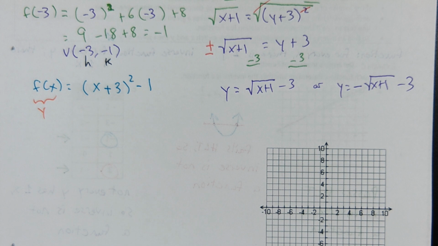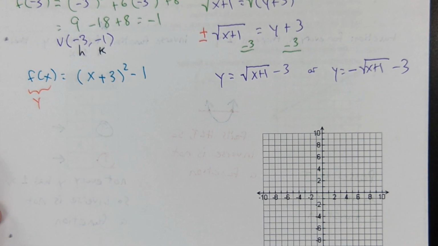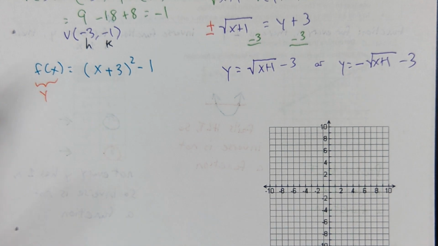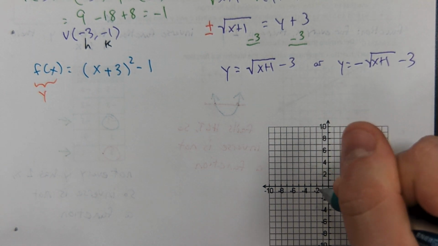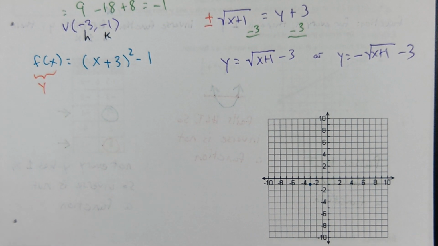Let's see. I'm trying to pick the colors I want to use. I'll use orange and blue. Orange and blue are always really good. And we know we're going to use our reflection principle, right? Actually, you know what? I'll draw that line in a moment. Let's graph this thing. We said its vertex is at -3, -1. There's -3, -1. All right.